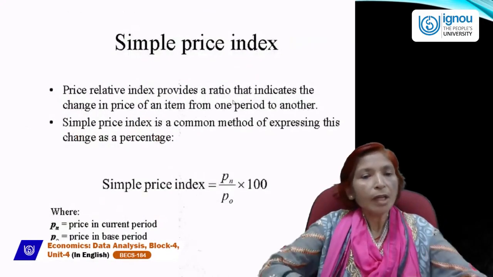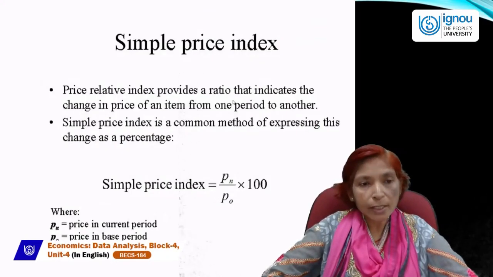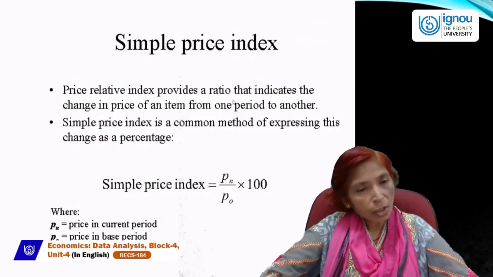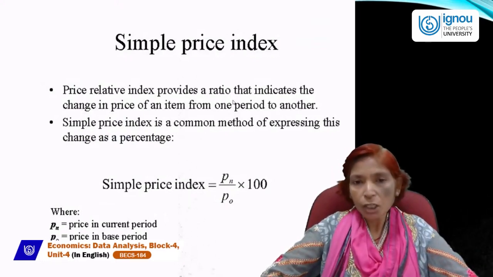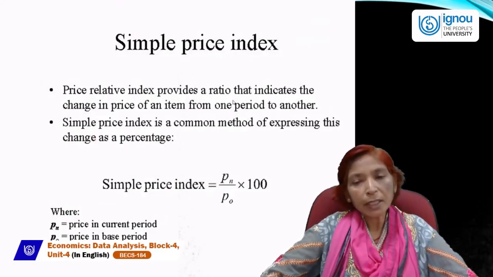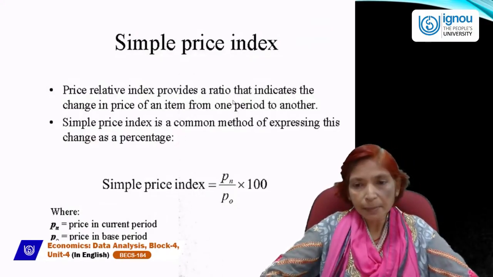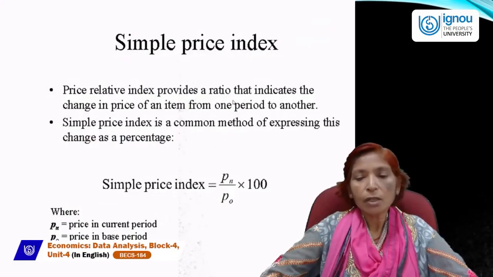Next is now the simple price index. You know that the simple price index is a very simple index which estimates or calculates the relative change in price of the commodity, quantity of the commodity, or value of the commodity. Price relative index provides a ratio that indicates the changes in price of an item from one period to another. And the simple price index is a common method of expressing this change as a percentage. In this, we use this formula: P1 upon P0 into 100.